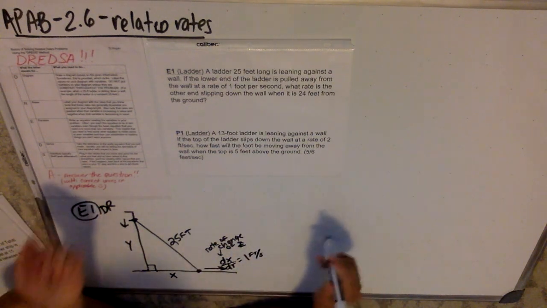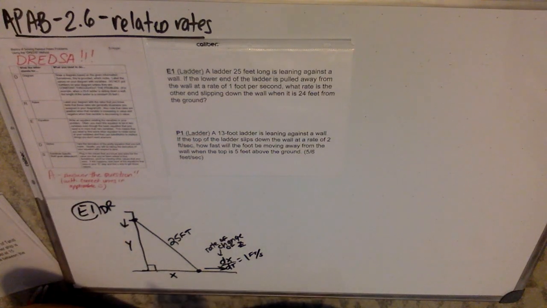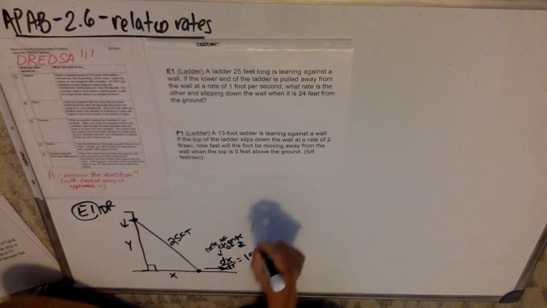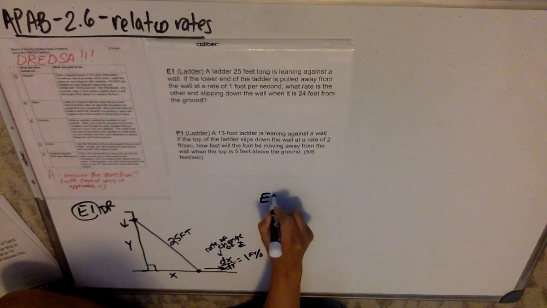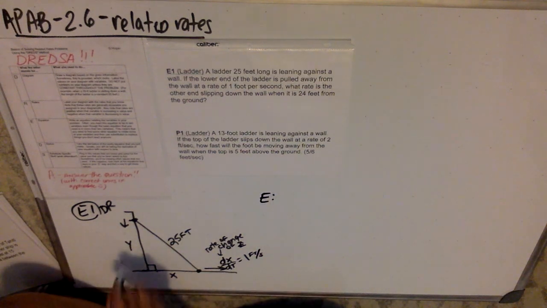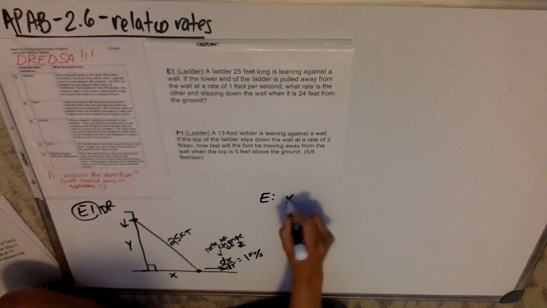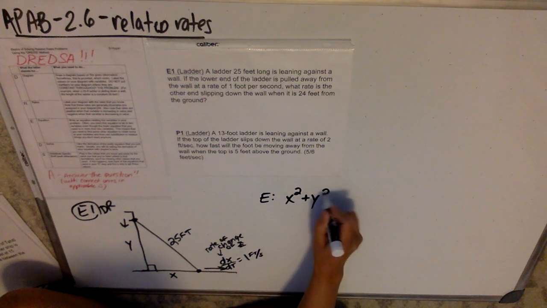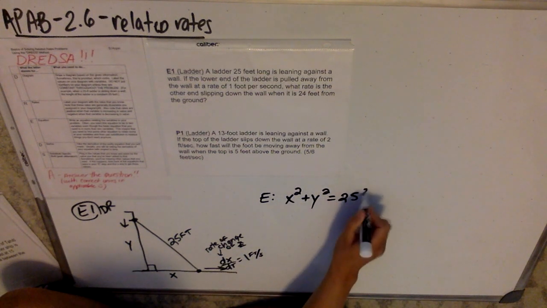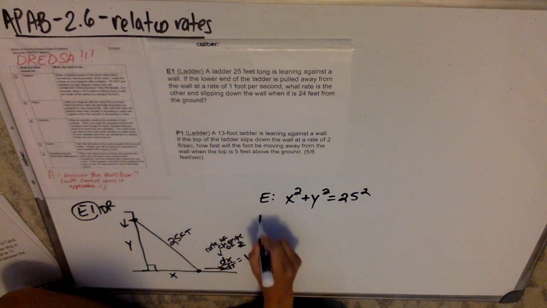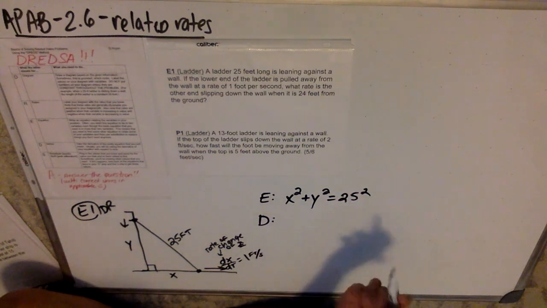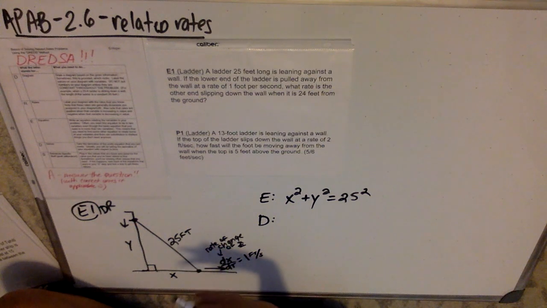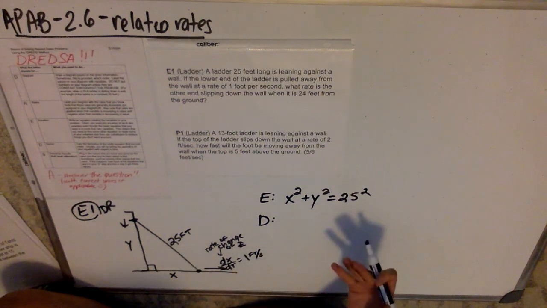The next thing I need is an equation that relates the variables I have and any other quantities I have. And I'm pretty sure that that equation is the Pythagorean theorem, right? I think x squared plus y squared should be 25 squared. So x squared plus y squared is 25 squared. Now I need to differentiate with respect to t, and this is where 2.5 comes into play, when we learned how to do implicit differentiation.